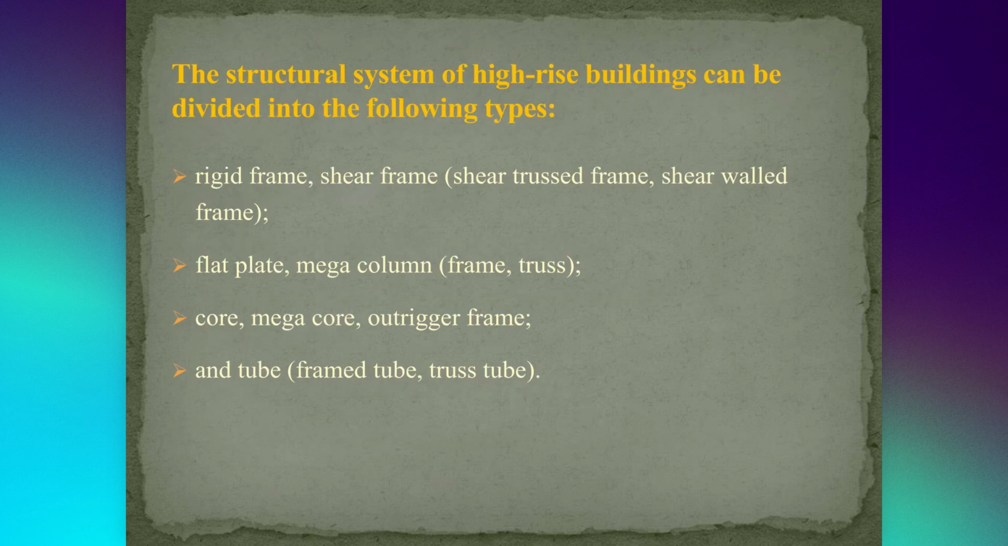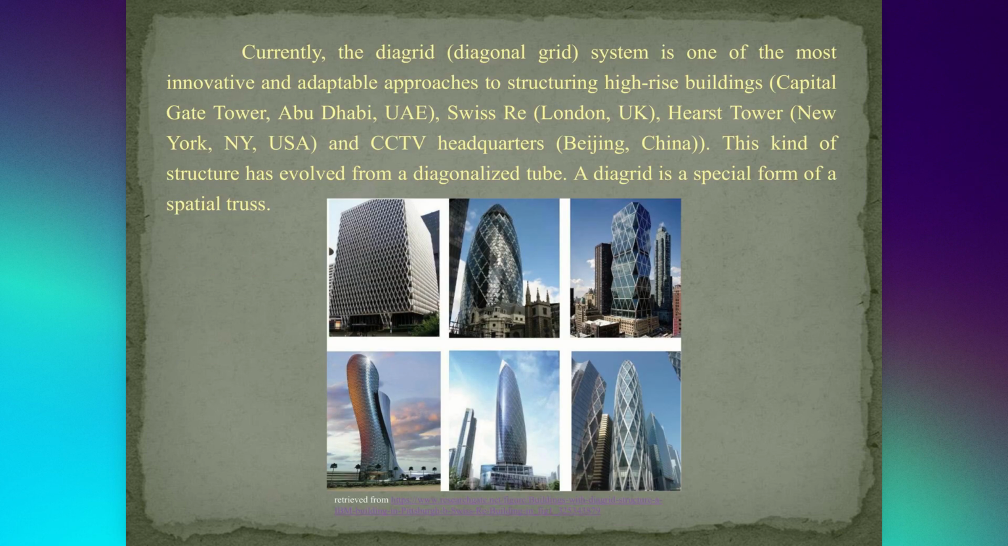The structural system of high-rise buildings can be divided into the following types: rigid frame, shear truss frame, shear wall frame, flat plate, mega-column frame truss, core, mega-core, outrigger frame, and tube, frame tube, truss tube. Currently, the diagrid diagonal grid system is one of the most innovative and adaptable approaches to structuring high-rise buildings.